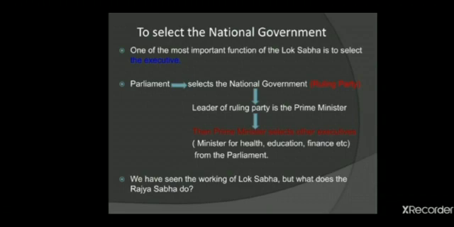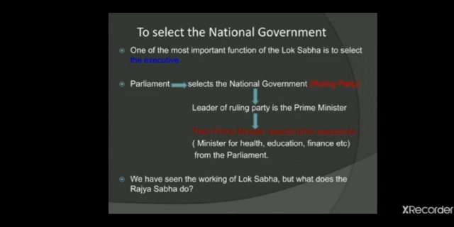You can say the executive branch is the most powerful organ of the government. Parliament selects the national government, the ruling party. I have told you how the majority party that wins forms the government, that is the ruling party. The leader of the ruling party is the prime minister. The winning party chooses among themselves who will be the leader of the ruling party, and that person will become the prime minister.